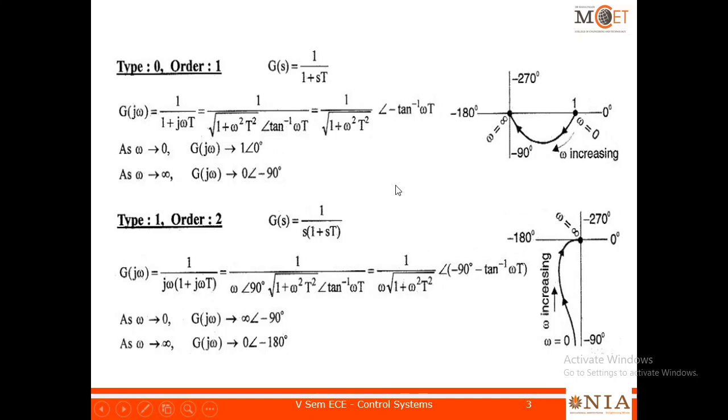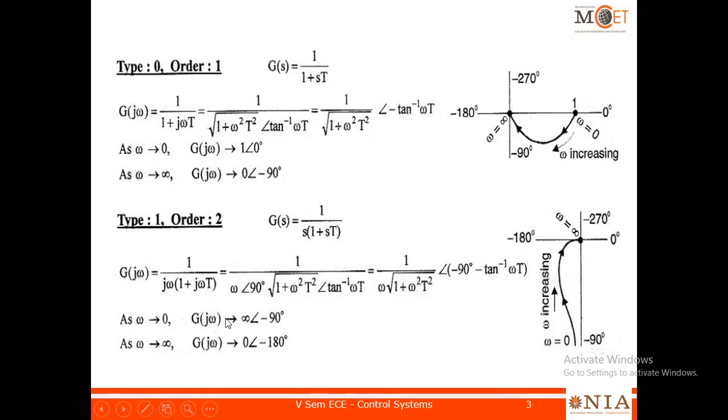So the next example is where you have s into 1 plus st in the denominator. That means it is type 1 and order 2. Similarly, you can calculate the magnitude of g of j omega. For this term the magnitude will be omega, and for this term the magnitude will be square root of 1 plus omega square into t square. Phase is minus 90 degrees minus tan inverse of omega into t. So similarly, we have computed 2 points, omega is equal to 0 and omega is equal to infinity. So you got 2 points.